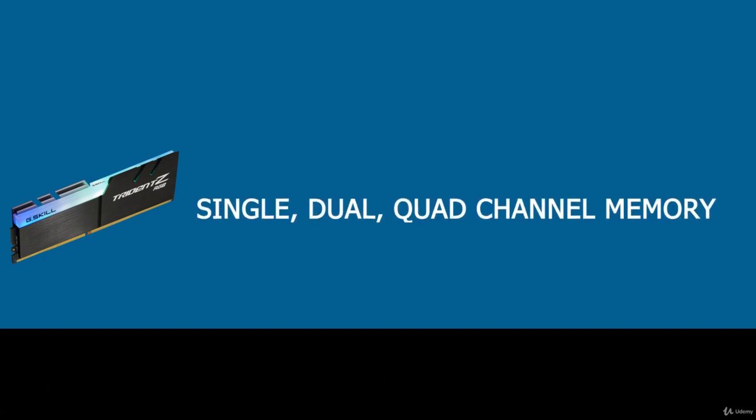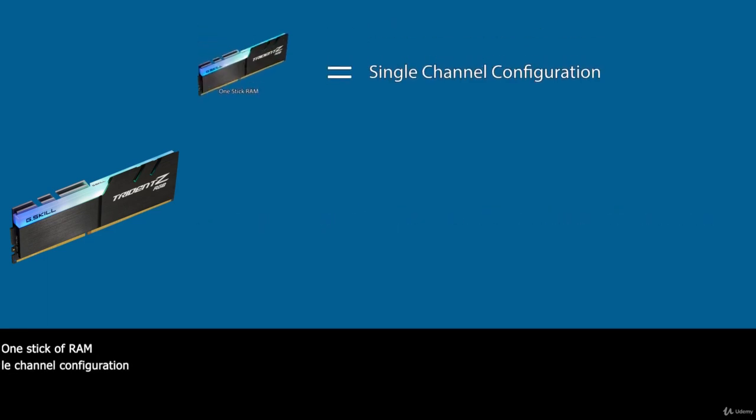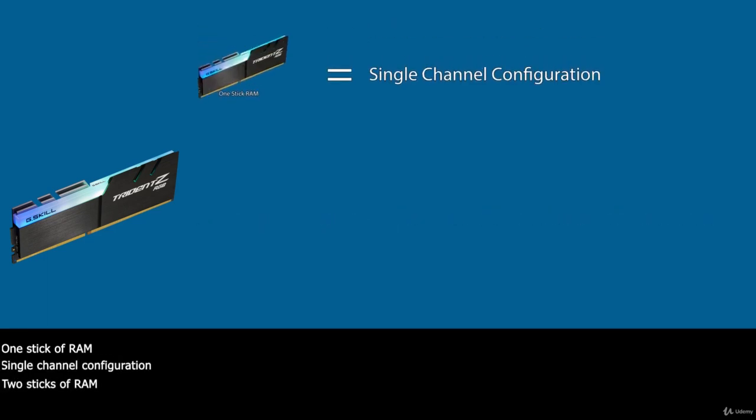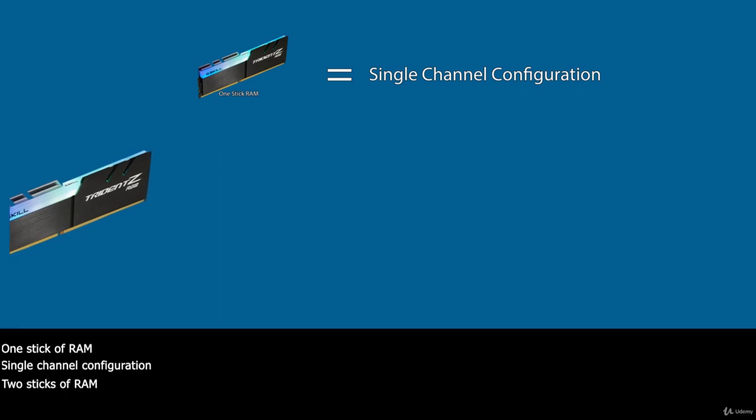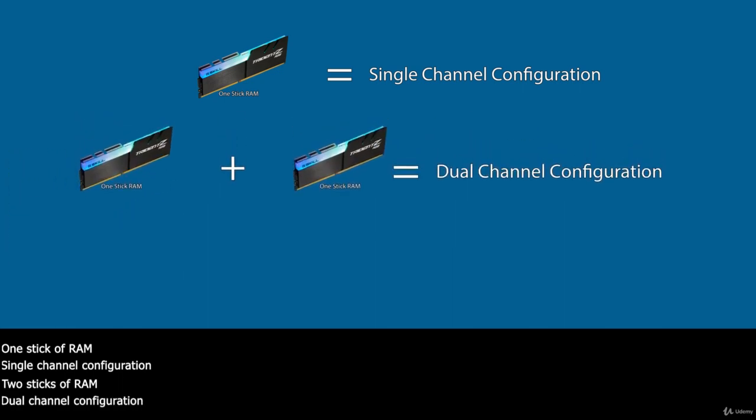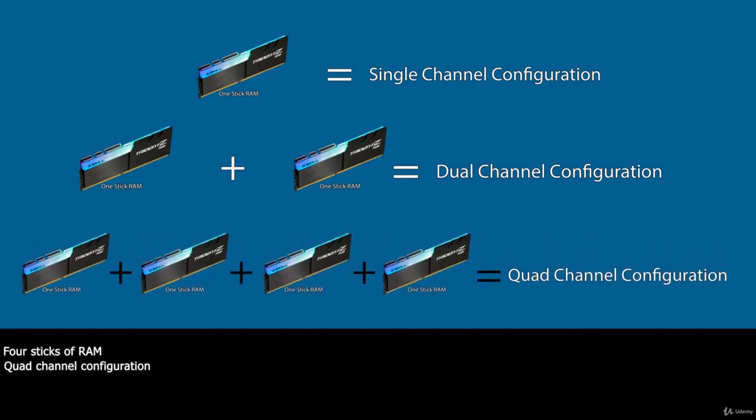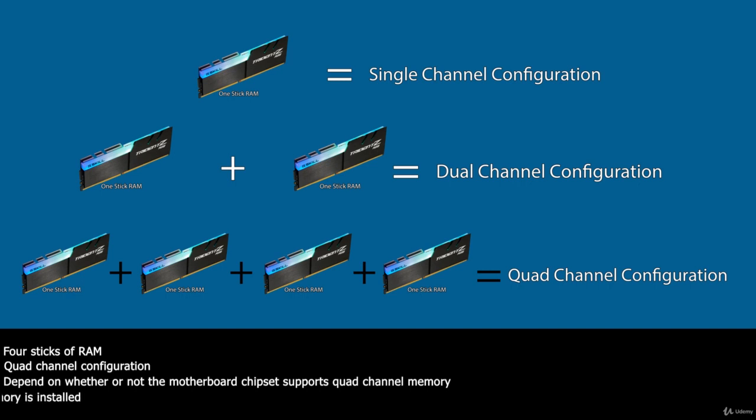If you install one stick of RAM in your computer and boot the PC, it will be running in a single channel configuration. If two sticks of RAM are installed, they will be running in a dual channel configuration. Same goes for four sticks of RAM. They could be running in a quad channel configuration. Quad channel configurations depend on whether or not the motherboard chipset supports quad channel memory. Typically, the modern configuration is dual channel, even though two or four sticks of memory are installed.